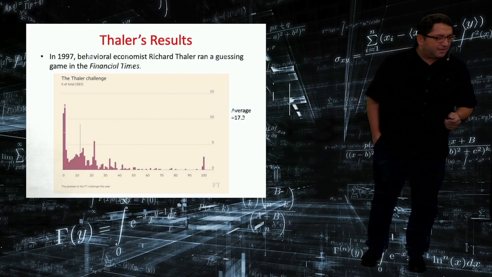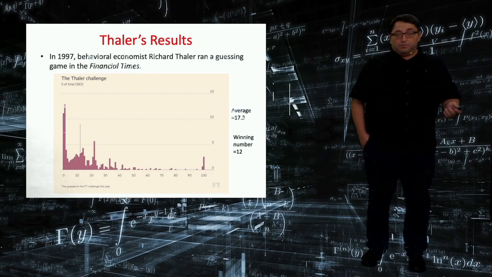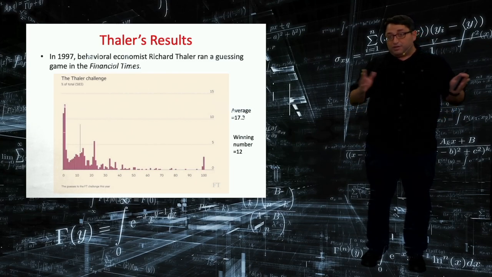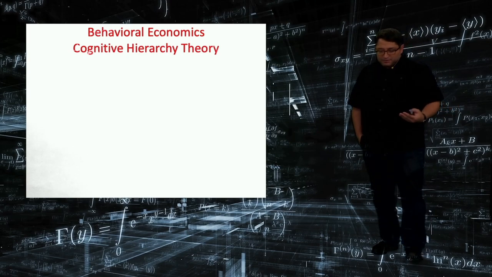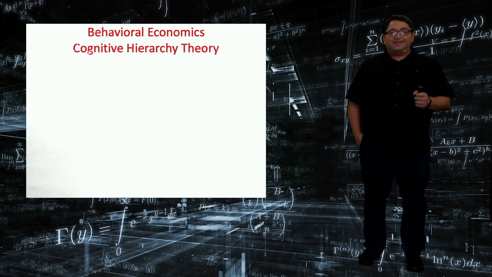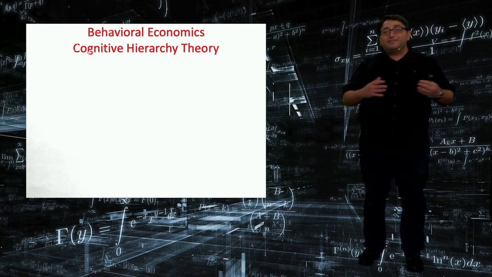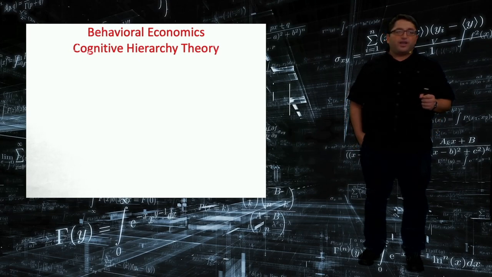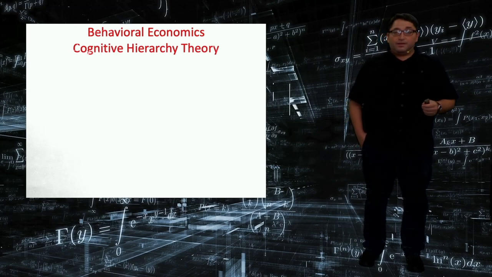The average turned out to be 17, and 2/3 of the average, namely the winning number, turned out to be 12. My classroom averages usually are a number between 20 and 30. So behavioral economics is trying to capture what's really happening in real life. Rationality is not something black and white, 0 and 1. We have some levels of rationality, and behavioral economics is trying to model that. Can we really identify different levels of rationality? This game provides a very nice framework, and the distribution of the answers also gives that idea.